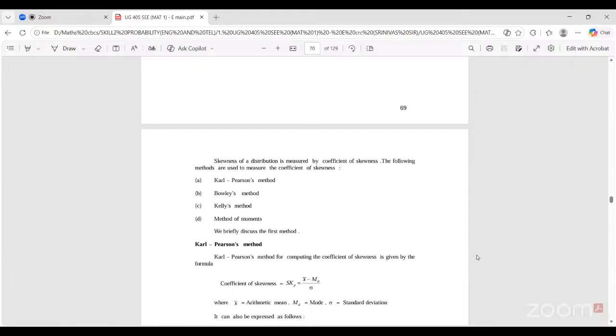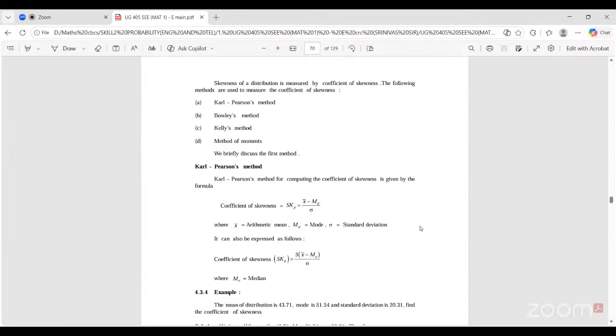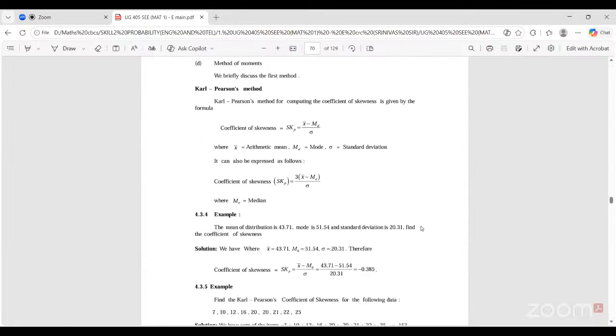Skewness of the distribution is measured by coefficients by the following methods: Karl Pearson, Bowley, Kelly, and method of moments. In the Karl Pearson method for computing the coefficient of skewness, the formula is SKP equals x bar minus mode by sigma. X bar is arithmetic mean, mode is MD, and sigma is standard deviation. This is the Karl Pearson coefficient of skewness. M is called median. So now we have to learn this problem here.